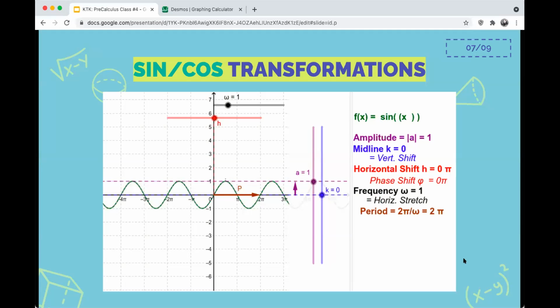All right, and now we have our sine and cosine transformations. So f of x is equal to sine x. Amplitude, again, is equal to the absolute value of a. The vertical shift, horizontal shift, phase shift, frequency, period, and it's important to know these things down because they're going to come in very handy when you're analyzing all these functions.